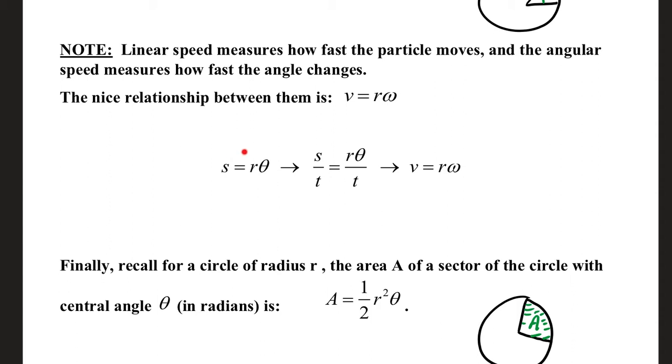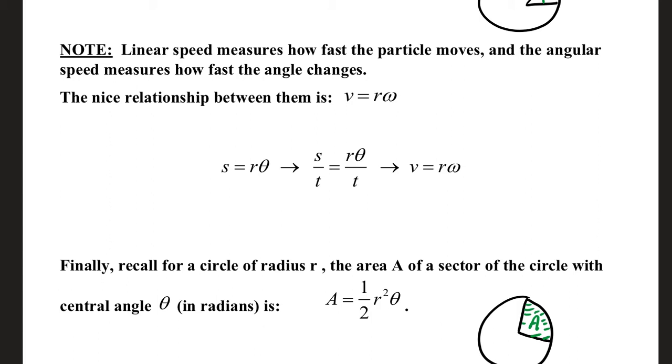Since arc length is radius times theta, if you divide both sides by t, s divided by t is linear velocity. r times theta divided by t is r times omega, since omega was theta divided by t. So there's a nice relationship. If you know the angular velocity and the radius of your circle, then you can calculate the linear velocity of the particle out on the edge.